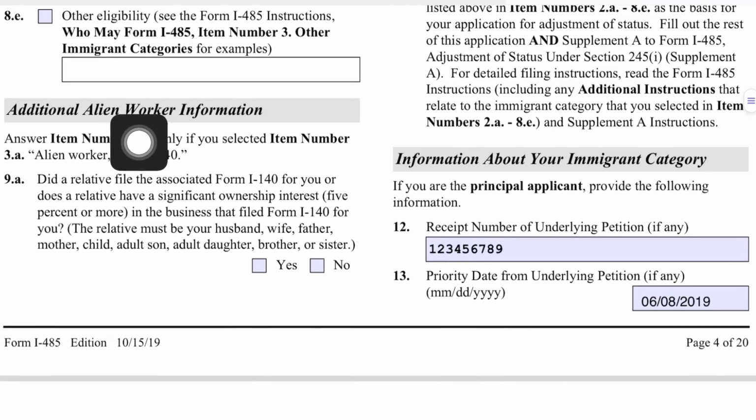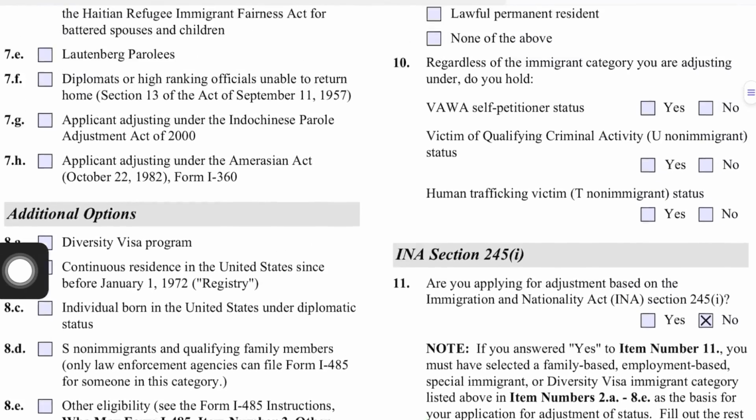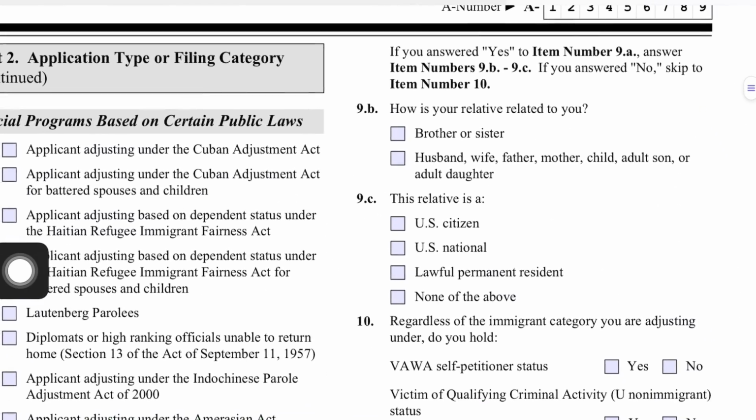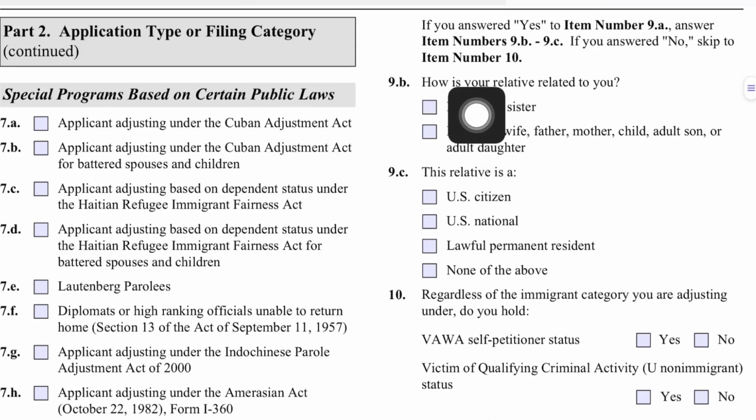And then additional alien worker information, answer item number 9A only if you have selected item number 3A, alien worker. So we didn't select any because we are family based. We didn't select the alien workers, so this one we're gonna leave blank. Okay, so 9B, if you answer yes to item 9A, we left 9A blank, so we need to leave this one blank as well.